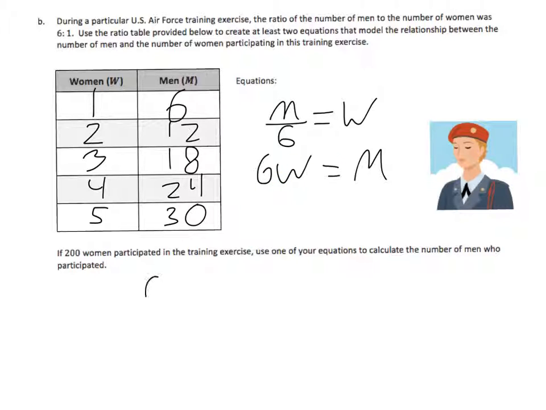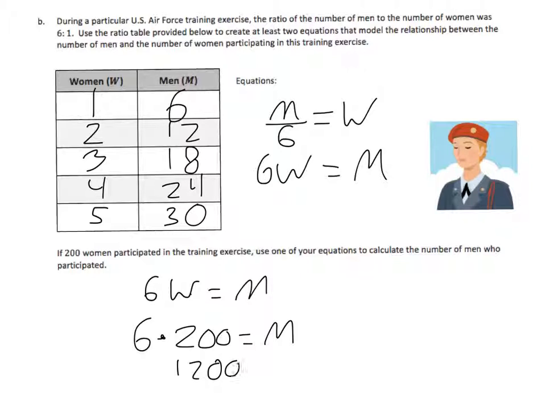So our equation is 6W equals M, or 6 times the number of women equals the men. Well, the number of women we now know is 200, so we're going to do 6 times 200, replacing the W with the 200, since we know that information equals the number of men. So 6 times 200 is 1,200, equals the number of men. So there we go. We used our equation by plugging in the value given. The value here was 200. We plugged it in for the W, and so we did 6 times the 200, which got us 1,200 men.